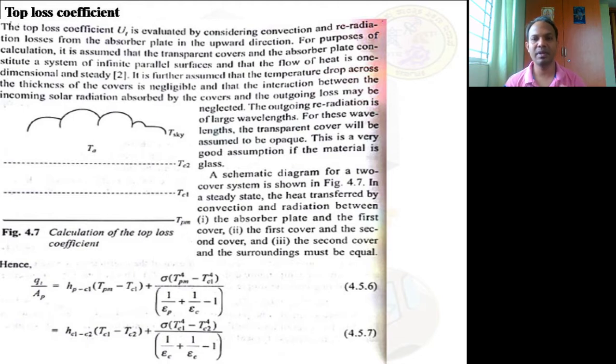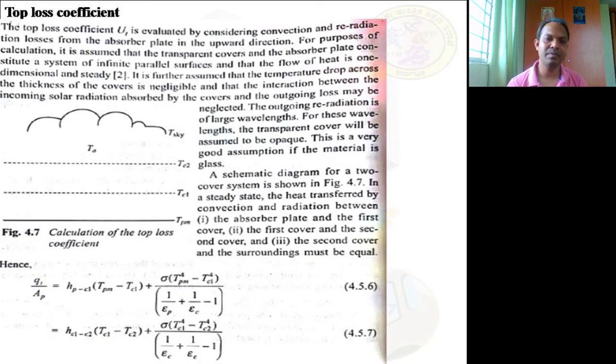The transparent cover is opaque in nature and it allows the solar radiation to fall into the solar collectors. And we also assume that the outgoing re-radiation is of higher wavelengths. This is a very good assumption if the material is glass. That is what I just meant to say. If it is glass, it is opaque only. So we will assume it as opaque.